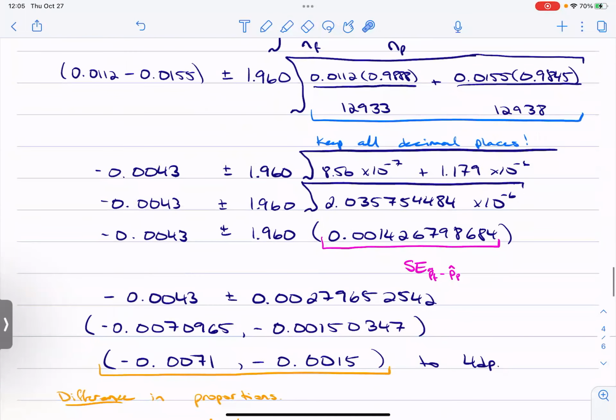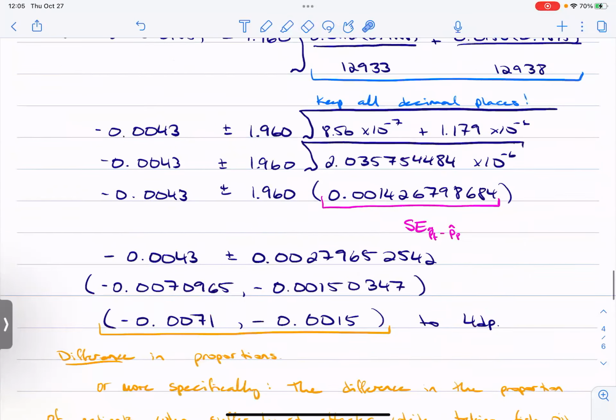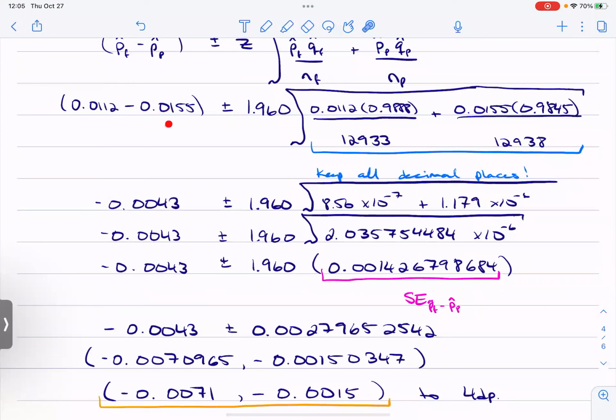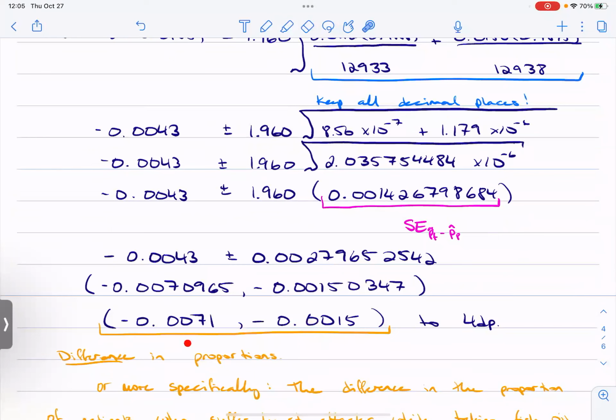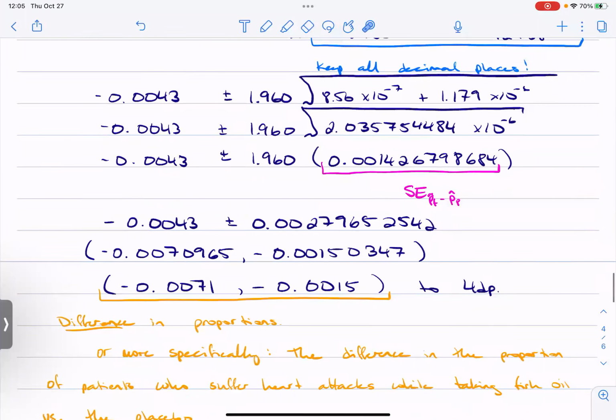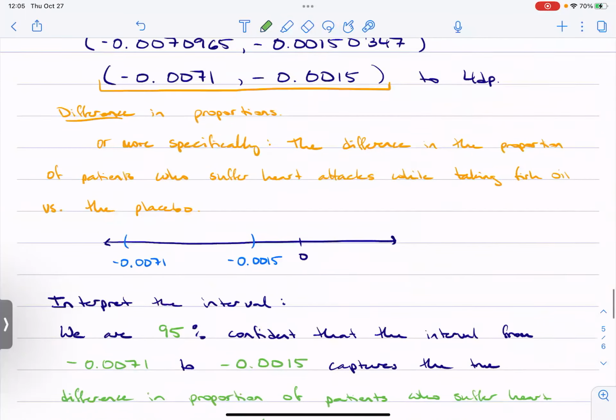So we could have reversed these, reverse group 1 and group 2, if you think of it that way, and gotten positive values. But because it's a difference, the negative just tells me which one is larger. And because it's negative, it means that the placebo proportion is higher, consistently higher than the fish oil proportion.